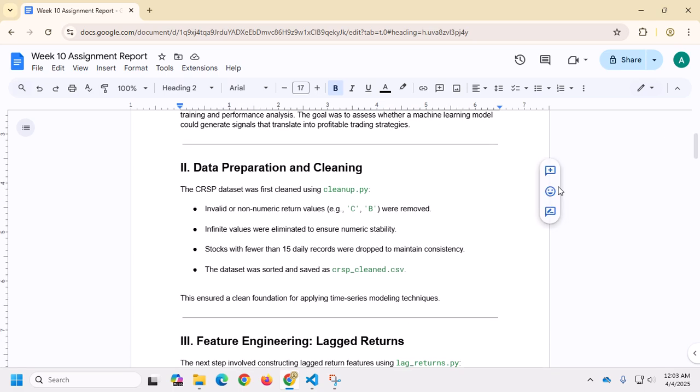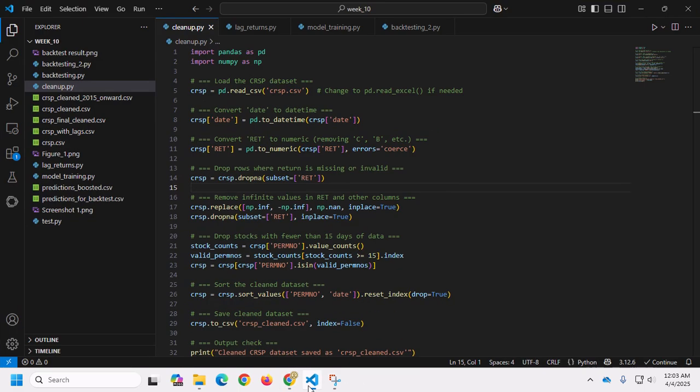The first thing always is to do the data preparation and the cleaning. First of all, I removed any non-numeric return values that were there in the return column. Infinity values were removed, and any empty values were also removed, and any stocks that had fewer than 15 daily records were dropped as well to maintain consistency and ensure that the data was not skewed. Let me also show you the code over here.